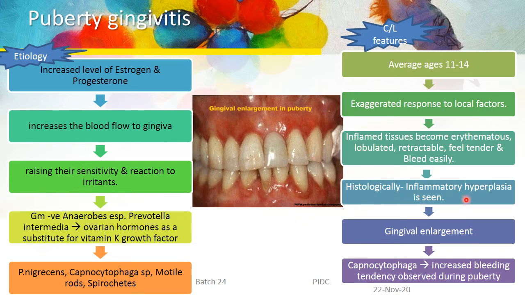Histologically, there is inflammatory hyperplasia which is seen. There could even be gingival enlargement. The Capnocytophaga species seen in these conditions have been shown to be the reason for the increased bleeding tendency.